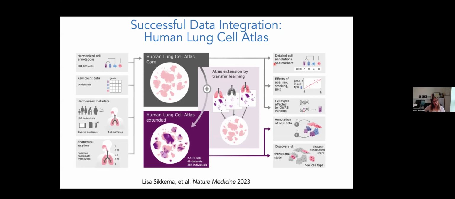You can see in terms of metadata, age, sex, smoking, BMI, and so on are interesting to correlate with different features of the cell composition in the sample, as one example. So there are many different applications of this kind of integrated reference object in terms of annotating new data sets, discovering disease-associated states by using the healthy reference as a framework, and so on.